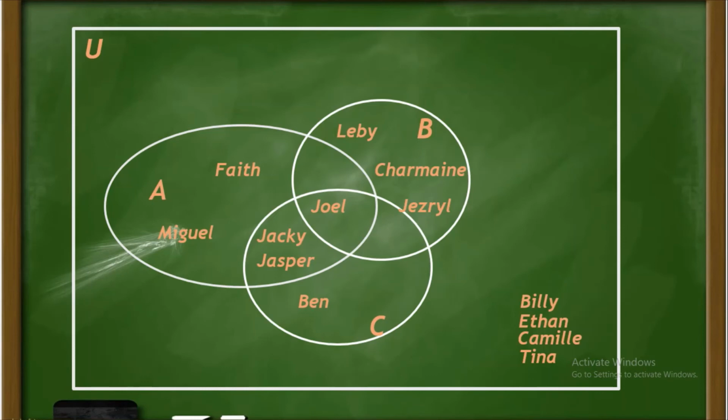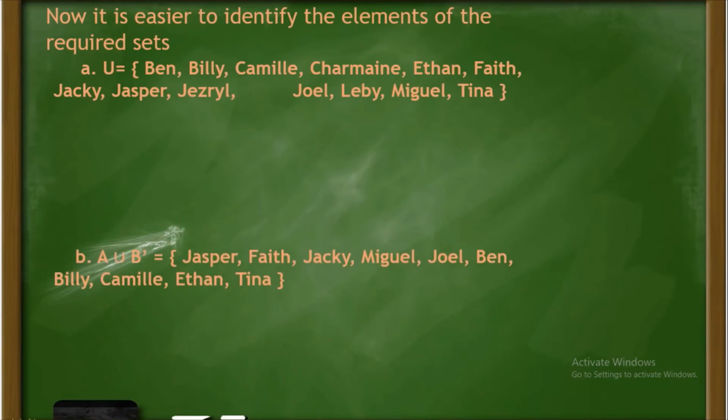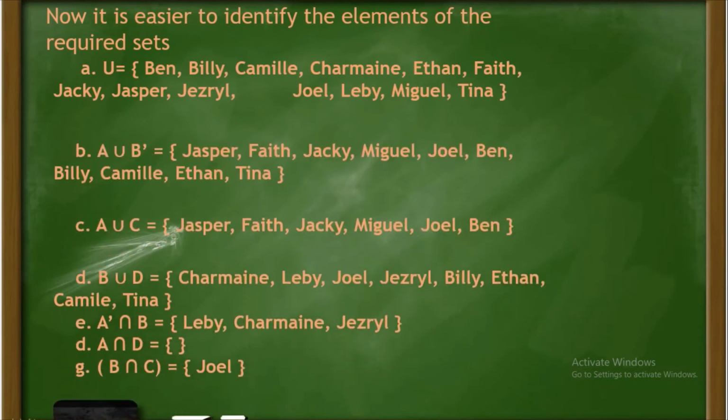And intersection siya sa B. So, tatlo lang ang intersect. And that is Lebby, Charmaine, and Jezreel. So, tatlo lang yung nag-intersect. So, ito na. So, si Lebby, si Charmaine, at saka si Jezreel.